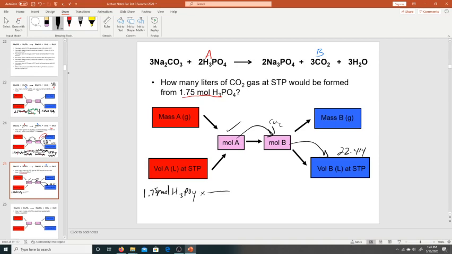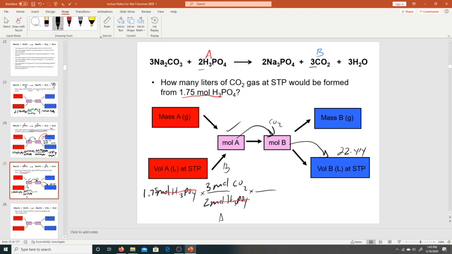So the mole ratio here is, again, B over A, 3 on top, 2 on the bottom. 3 moles CO2, 2 moles H3PO4. Remember, it's always B over A. Check units. I notice moles of phosphoric acid on top means moles of phosphoric acid go on the bottom.